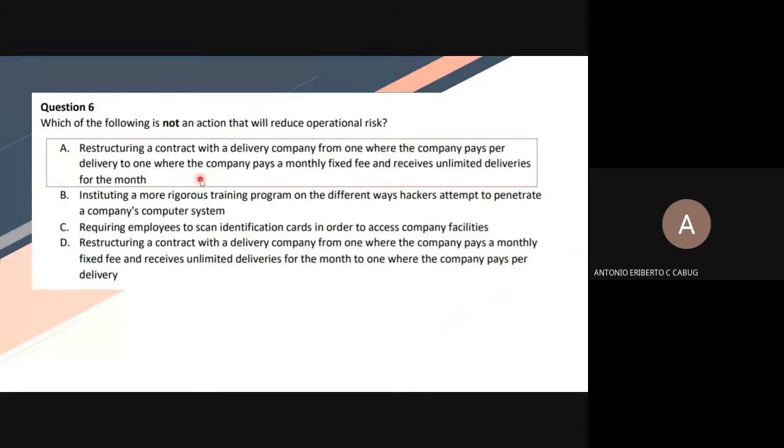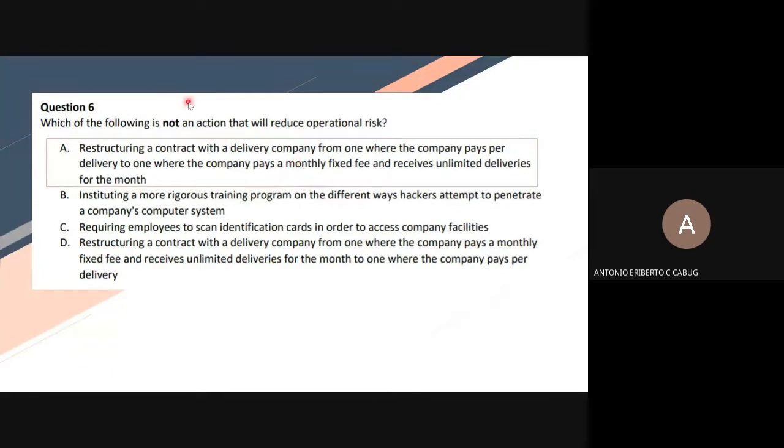Letter A, you substitute a variable cost with a fixed cost, thereby increasing your operating leverage. Yung variable cost, ginawa mong fixed cost. Hindi ka na nagbabayad bawat delivery, pero kahit wala kang delivery, kailangan mong magbayad ng fixed for the entire month. Okay? So in that case, letter A, this is an example of more operating leverage.